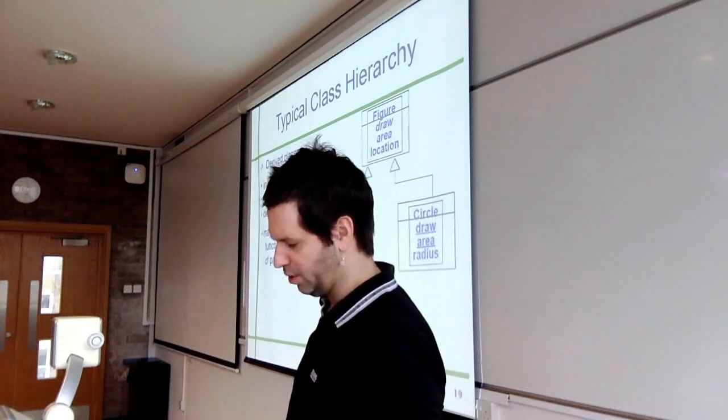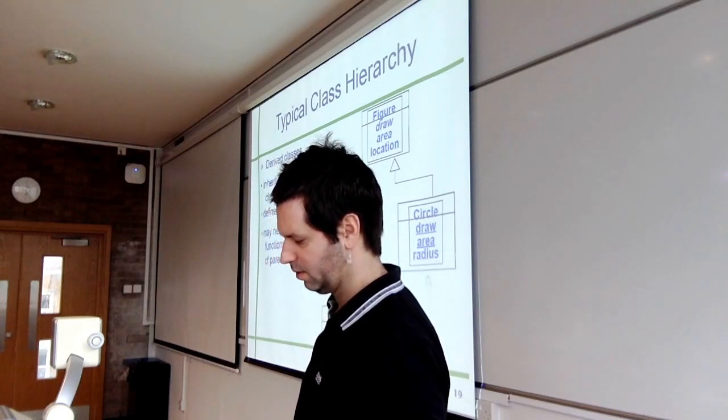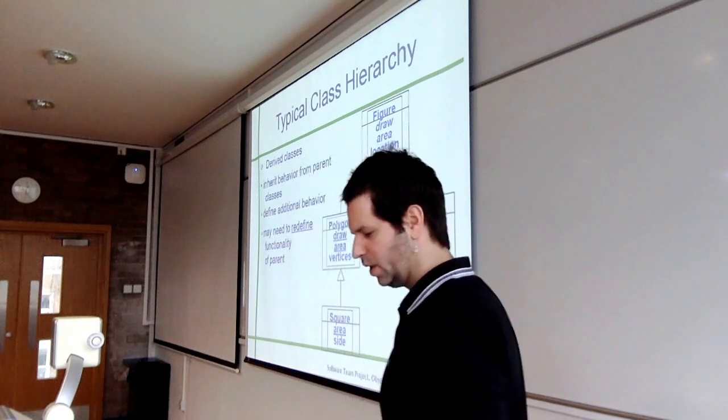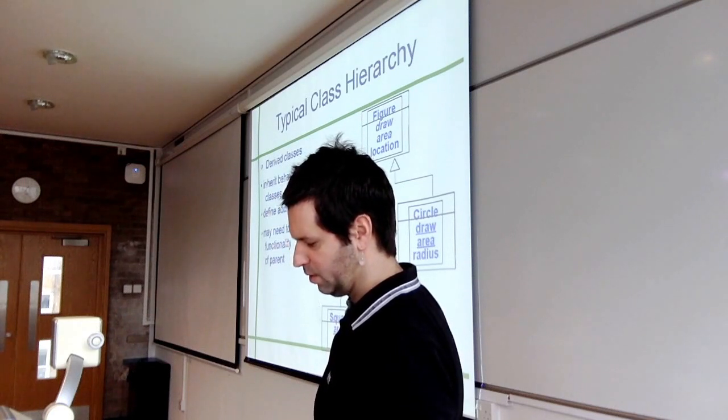But the information the polygon needs is different. It needs a set of vertices. The circle needs the radius and the center point. And then a square is a special kind of polygon.